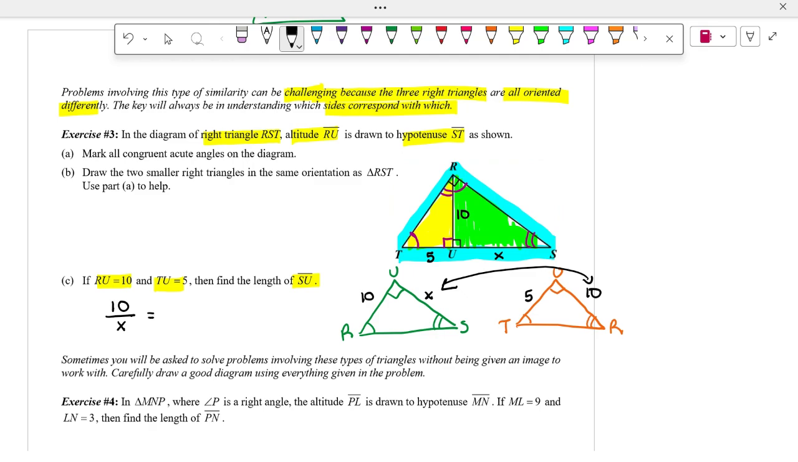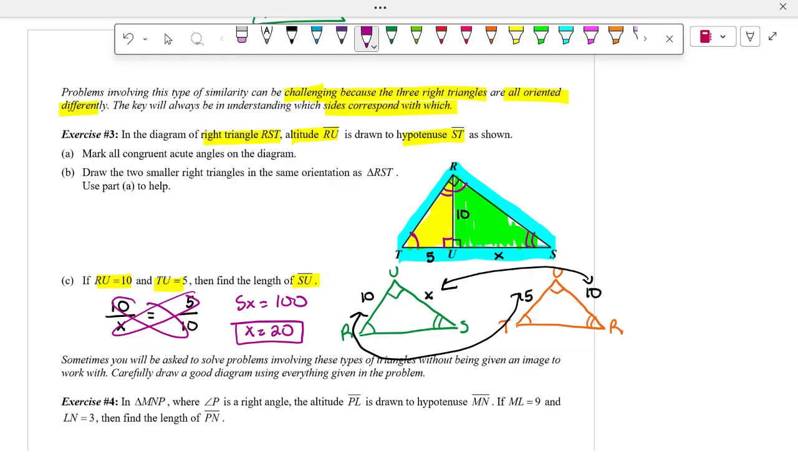I'm going to set it equal to, actually, no, that's a lie. 5 over, all right, what's the corresponding side on the other one? 10. All right, so these two are corresponding. So then you cross multiply and solve. So 5x is equal to 100. So x is equal to what? 20. So that means that this is 20 and this is 20.